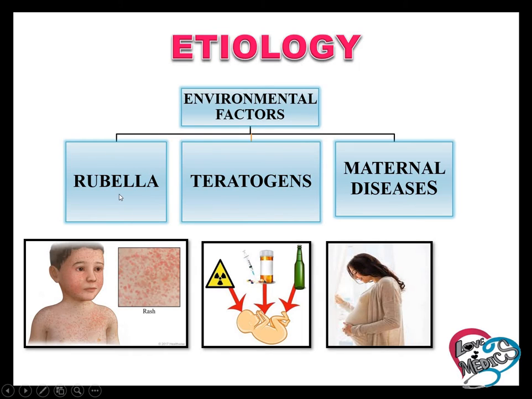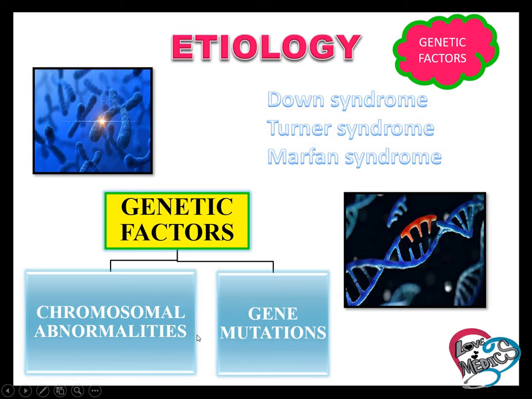Environmental factors: if the mother has a rubella infection, the fetus is affected with congenital heart disease. Or if the mother takes some kind of drugs like anticonvulsant drugs, the fetus may have congenital heart disease. So the drugs are called teratogens. And maternal disease: the mother is affected with some disease during pregnancy. Genetic factors: either chromosomal abnormality or gene mutation. If the baby has Down syndrome, Turner syndrome or Marfan syndrome, the fetus is affected with congenital heart disease also.